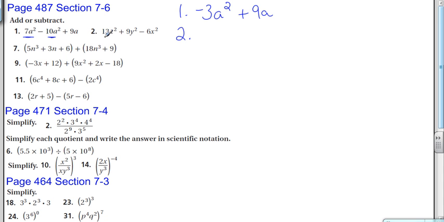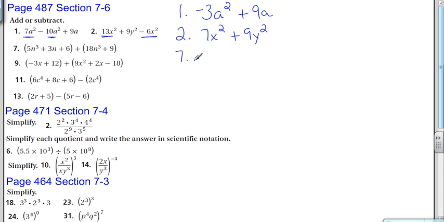For number 2, 13x squared and a negative 6x squared are like terms. So I can do 13 minus 6 and get 7, and I keep the x squared. And then I can't combine that with 9y squared because x and y are not the same variables.